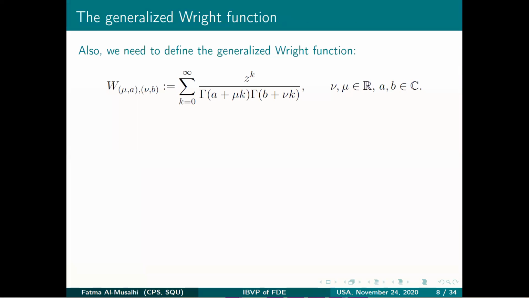We need also to recall the generalized Wright function, which is given by this series, where A and B belong to C, and U and V belong to the real numbers.